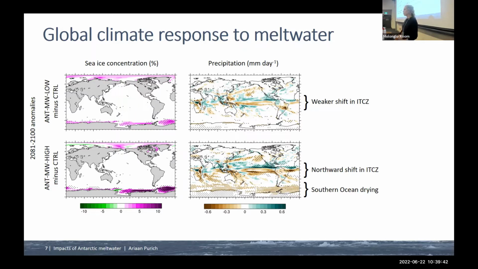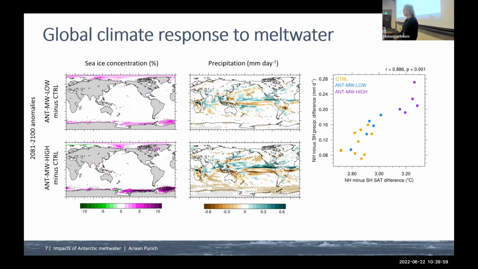In response to the Antarctic meltwater additions, the Southern Hemisphere cools more than the Northern Hemisphere. And so we increase the interhemispheric temperature difference. And to maintain an energy balance in the atmosphere, precipitation moves to the warmer hemisphere, the Northern Hemisphere.